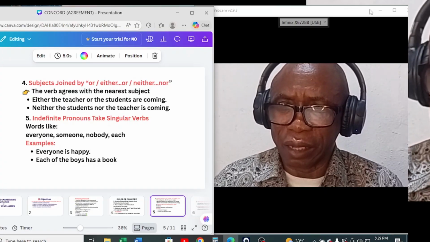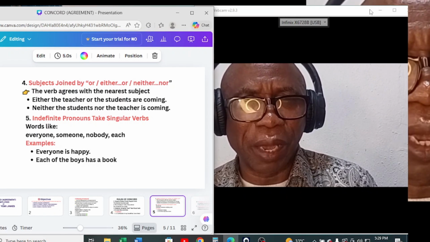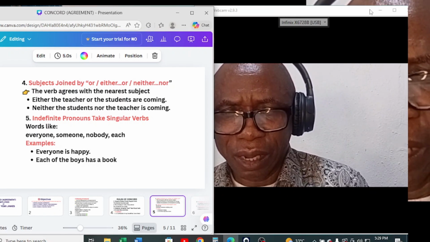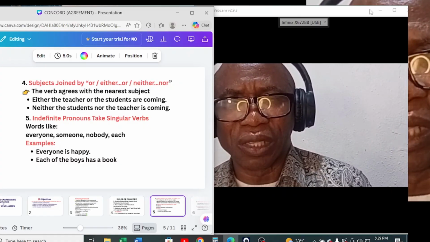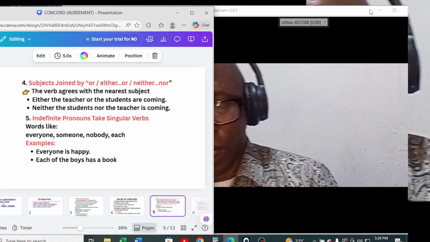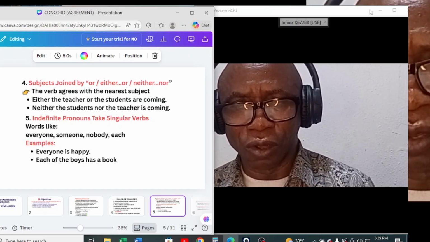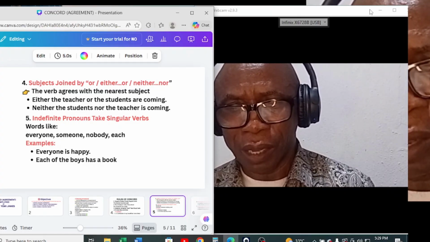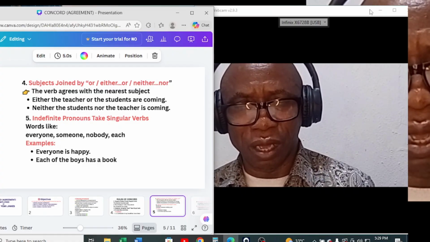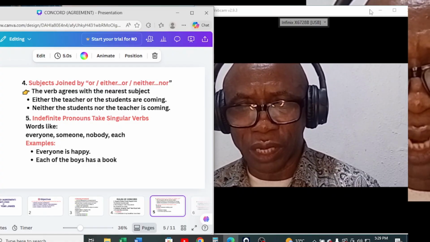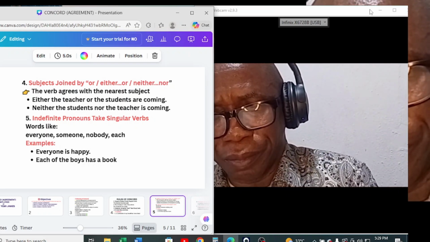But let's look at the second sentence. Neither the students nor the teacher is coming. So this time around, the teacher, singular, is nearer to the verb, and therefore the verb has to be singular. This is a rule that we must follow as English students. Let's take note of this. When you use or, either...or, or neither...nor, the verb will take the form of the nearest subject.